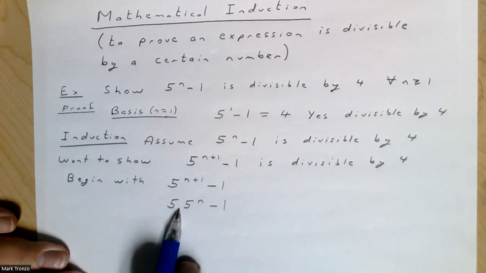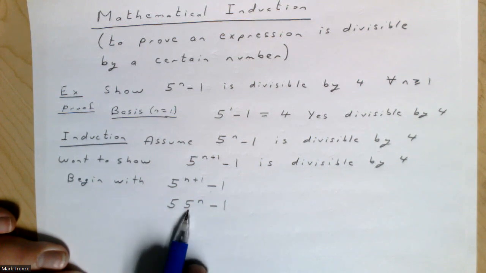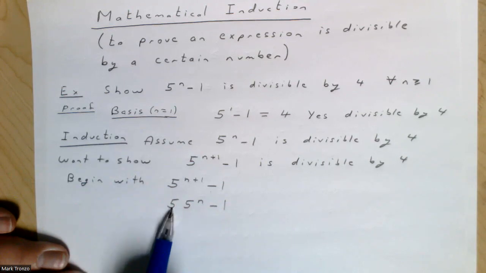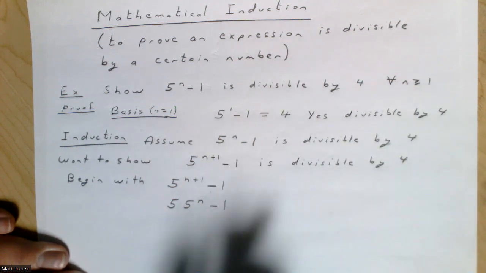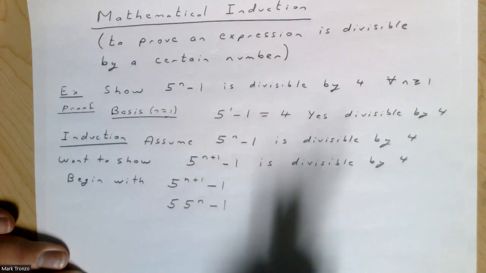Unfortunately, we can't factor the 5 out because we don't have a 5 here. Now, what if we had a 5 here? We could factor out this 5 and have a 5n minus 1. So what we'd like to do is somehow create a 5 here. And the only way to get a 5 here is to subtract 4.